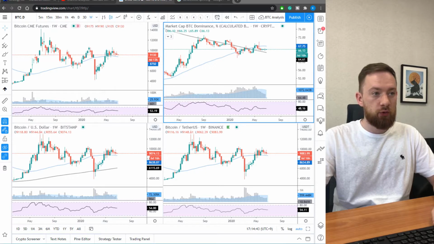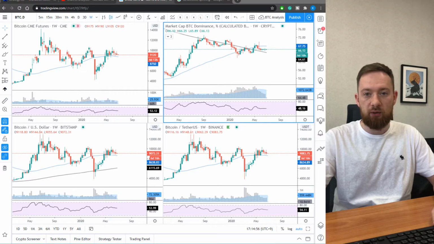As usual, in front of you can see 4 different charts and they all relate to Bitcoin. The one on the top left is the BTC futures, the one on the top right is the BTC dominance, the one on the bottom left is the BTC USD pair from Bitstamp, and the one on the bottom right is the Bitcoin USDT pair from Binance Exchange.